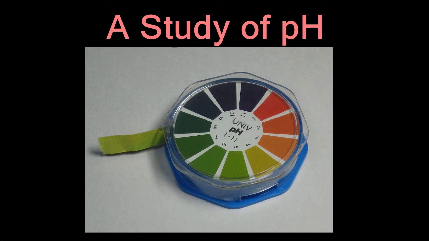The indicator paper can turn a variety of different colors depending on the pH of the solution that it's dipped into. The color on the outside of the chart correlates to a pH on the inside of the chart.